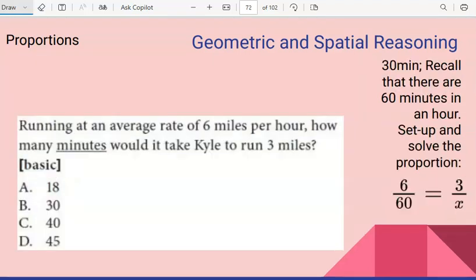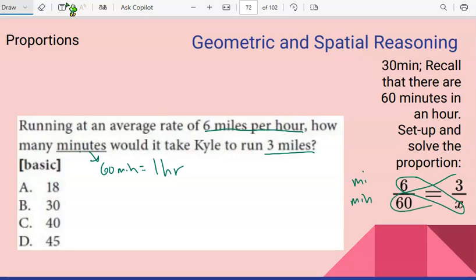Running at an average rate of 6 miles per hour, how many minutes would it take Kyle to run 3 miles? Now, let's remember that 60 minutes is equal to 1 hour. So instead of per 1 hour, we're going to put per 60 minutes. In the numerator, that's going to be miles. The denominator is minutes. We're going to cross multiply. 6x equals 180. Divide each side by 6. X equals 30. That's answer choice B.